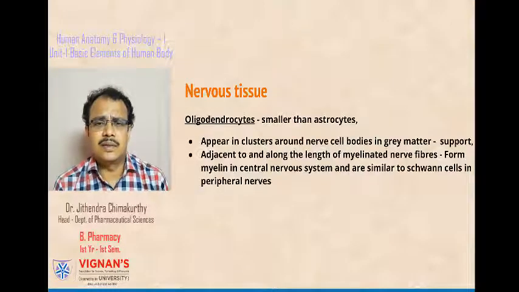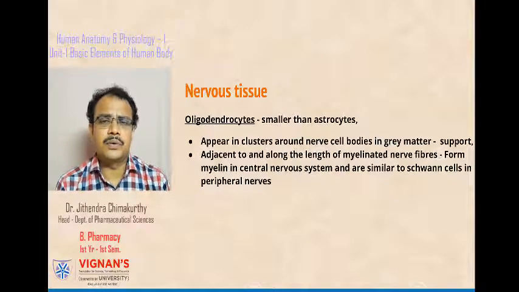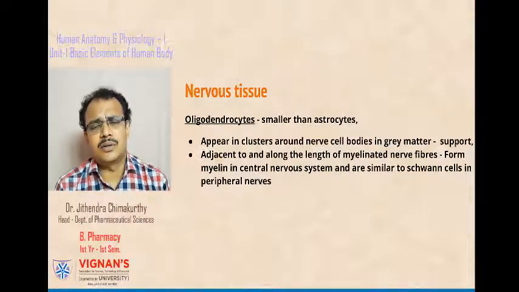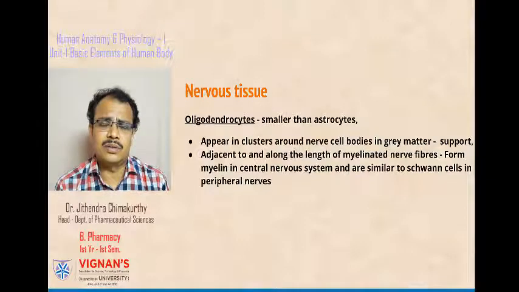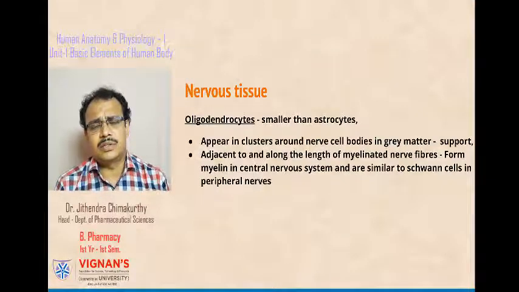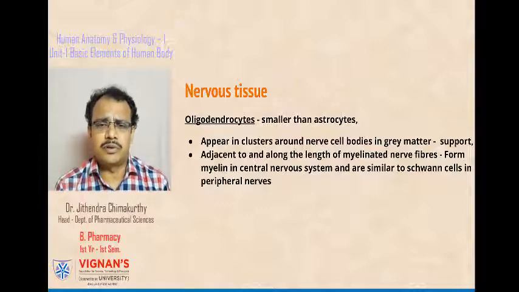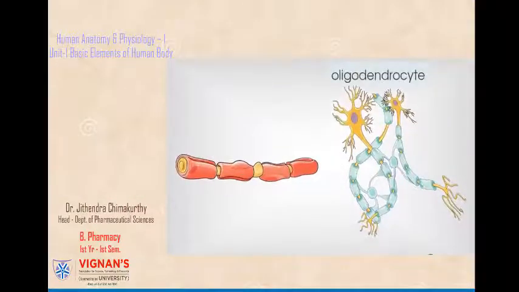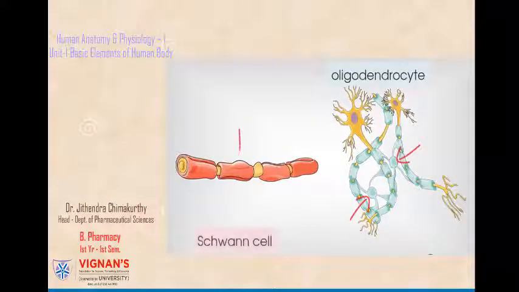The next cells are oligodendrocytes. Oligodendrocytes are smaller than astrocytes, and these are abundantly found around the nervous tissue and also along the myelinated neurons. Oligodendrocytes are involved in maintenance of myelin sheath, similar to that of Schwann cells, which are involved in maintenance of myelin in peripheral nerves. Oligodendrocytes on the right, and you've got the Schwann cells on the left. So the oligodendrocytes on the right are found in the central nervous system, whereas the Schwann cells, which you can see on the left, are found in the peripheral nervous system.